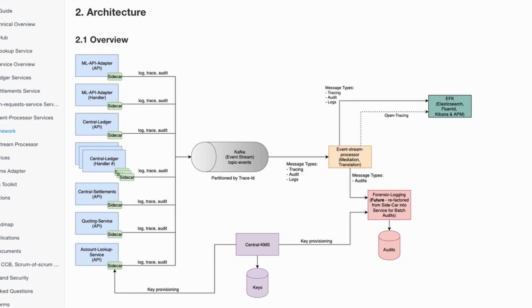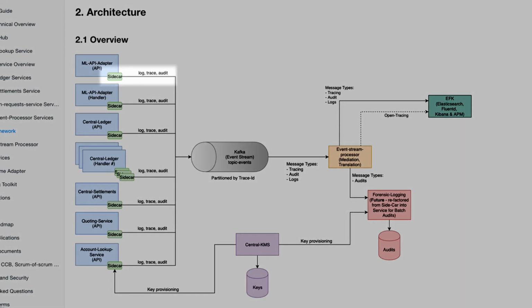Looking a bit further down, we see a similar pattern with the central ledger, specifically an API again, and a handler for processing internal messages for preparing, fulfilling, and managing positions of FSPs. You'll notice something they have in common, specifically a sidecar which handles all log, trace, and audit events which are published to a Kafka event stream. These events are then consumed by the event stream processor, which mediates and translates the messages into our F stack.